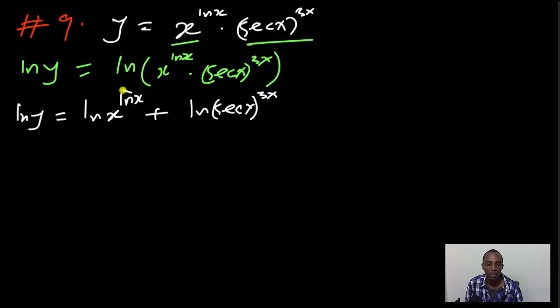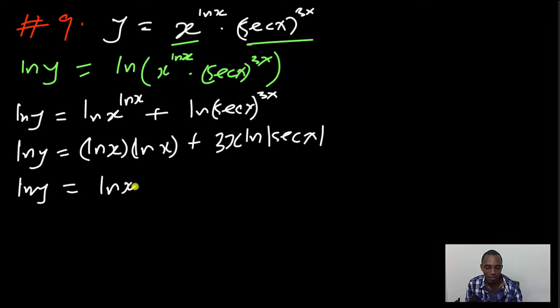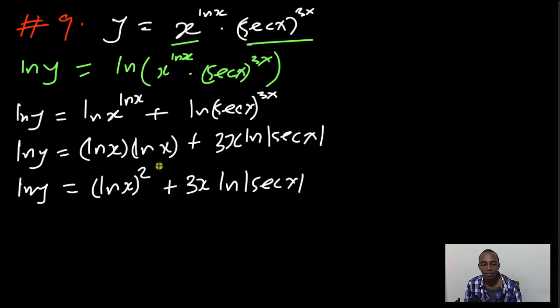Okay, I'll now bring these down. That's why we actually used logarithms here. So I bring this down, so I have natural log of x times natural log of x, okay, plus 3x natural log of sec of x, okay, that has to be a positive number. So just to simplify this further, we have this as natural log of x squared plus 3x natural log of sec of x. Okay, so now that we don't have any power as x, we can start taking derivatives.